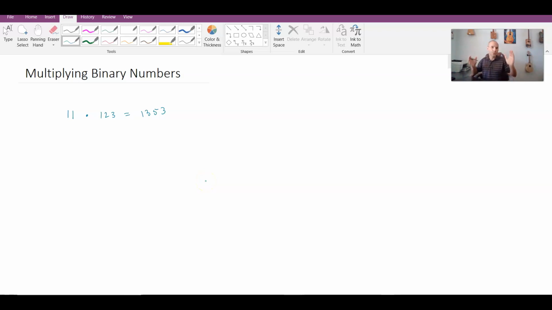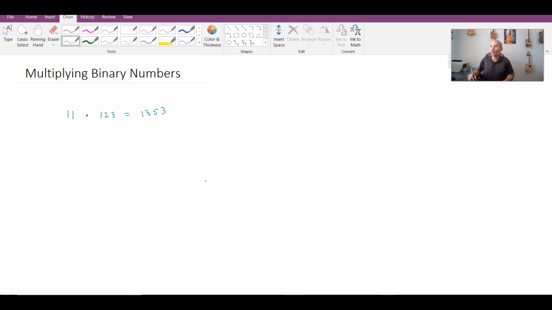The only true new operation that we have left for a computer to be able to perform is multiplication of numbers. So in standard multiplication, in base 10, 11 times 123, we could pretty easily evaluate that to be 1,353. But let's think about what 11 times 123 really means.